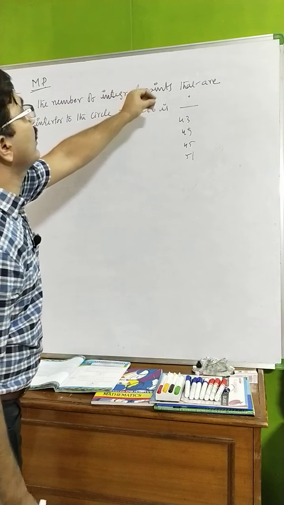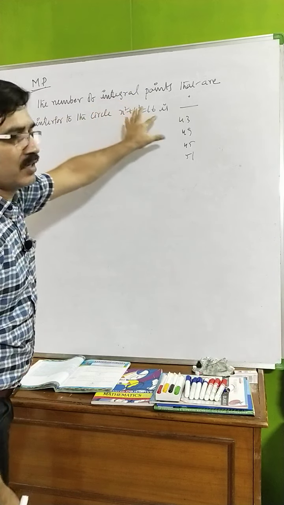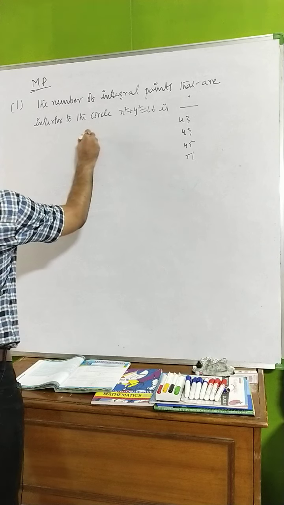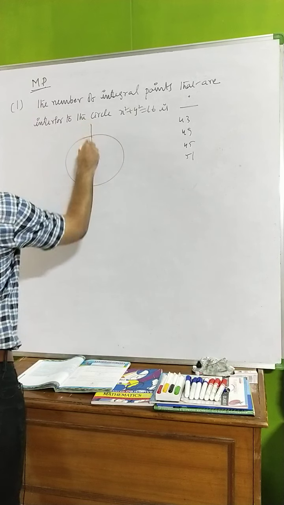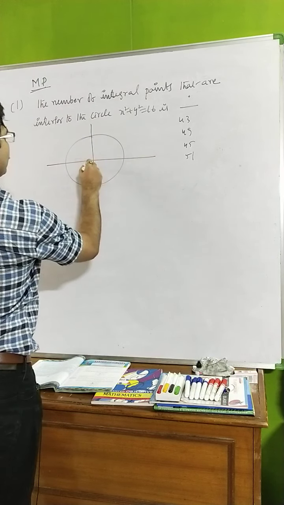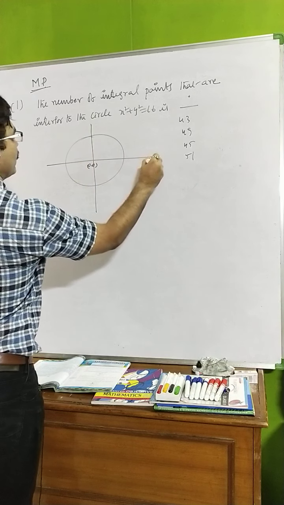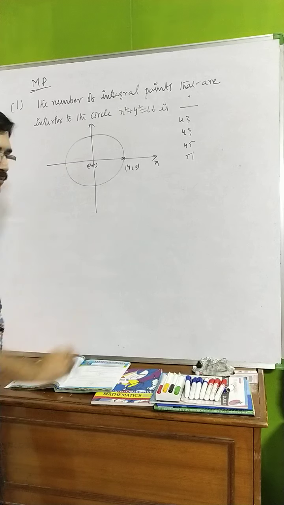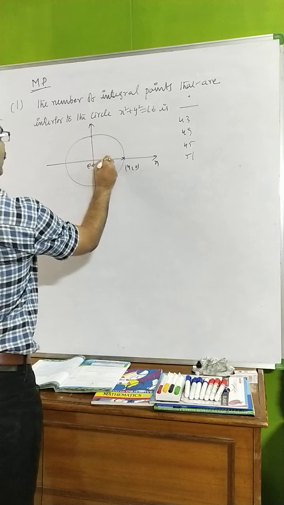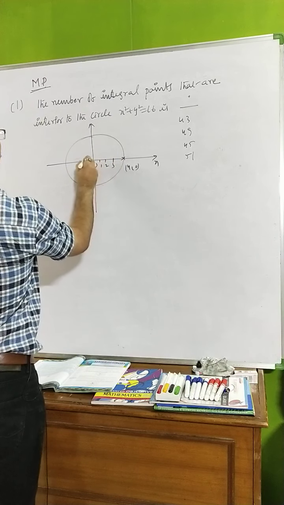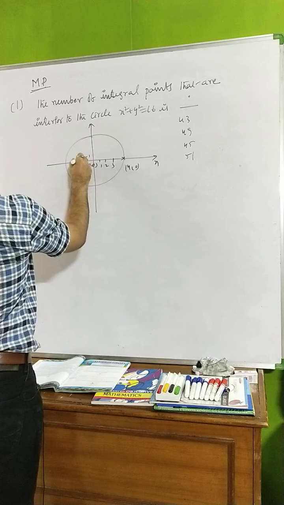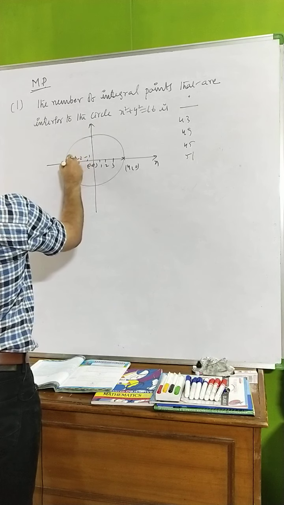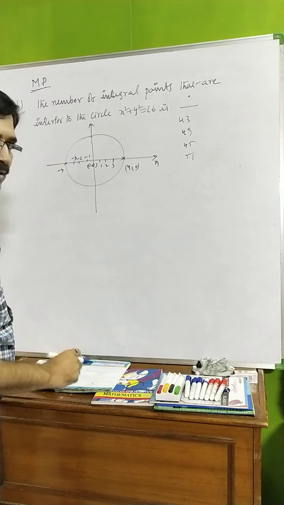The number of integral points that are interior to the circle. Okay sir, no problem. Here the circle is there. This is center 0 0, the origin, with the x-axis and y-axis. The radius is 4 comma 0. You see here 1 2 3, 1 2 3. Here also minus 1, minus 2, minus 3 and the last one is minus 4.